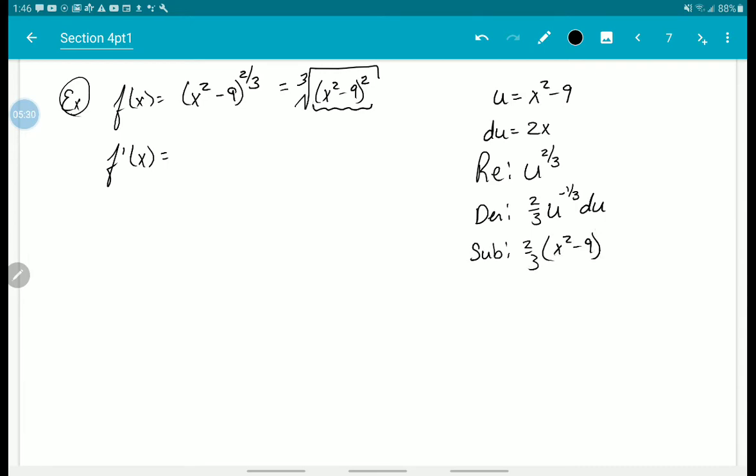it's going to look like this. And I'm just going to clean that up a little bit. We're going to have 4x in the top, and then we're going to have 3 times x squared minus 9 to the 1/3 in the denominator. So there is our derivative.